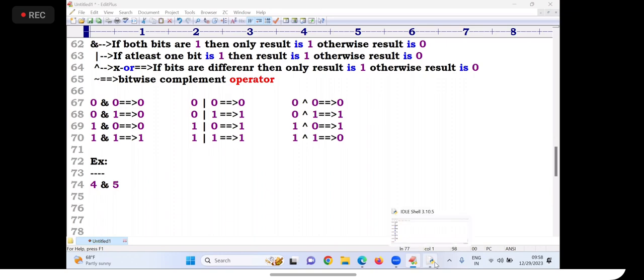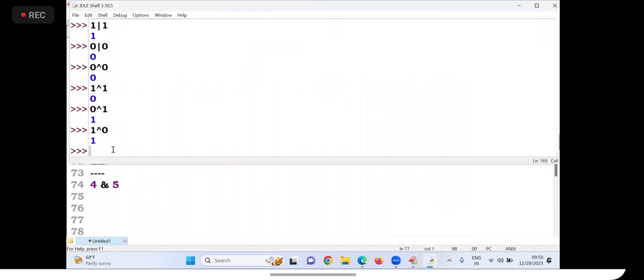Is it 4? 4 and 5, what is the output? 4. 5 and 4, 5. Very good boy. What is the output? 4 only. That means 4 and 5, 4, 5 and 4 then 5. Oh no, 5. Gayatri, good Gayatri.